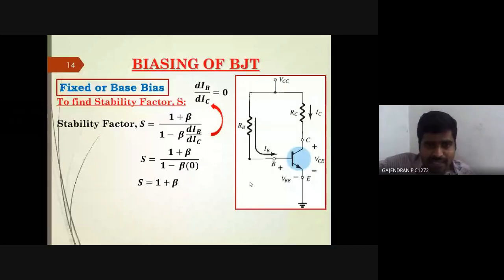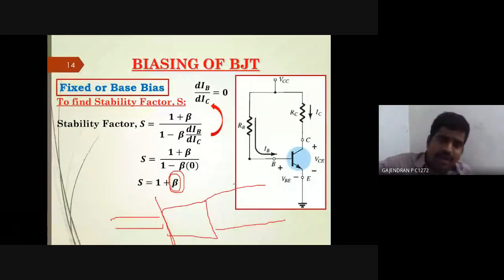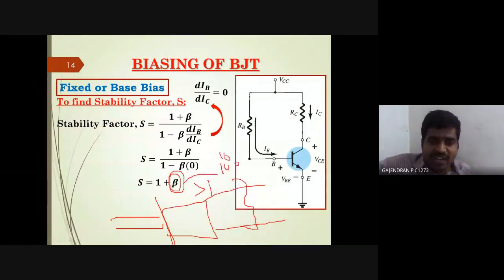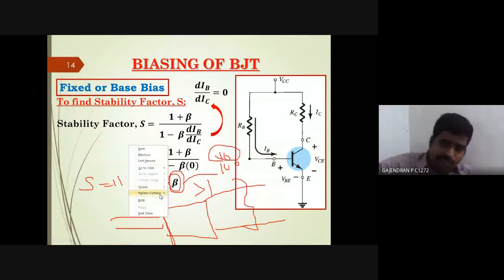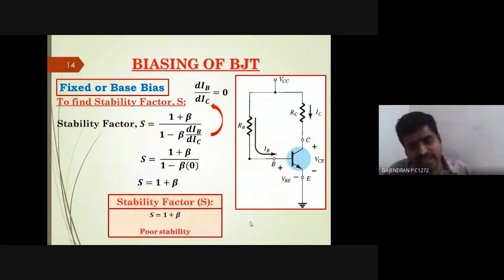Unity, see, listen, this is gain. So what will gain be like? We will give something as an input, so the output must be greater than the input. So gain will obviously be greater than 1. Correct, sir? In terms of 100, 10 like this. Roughly if you take the gain as 10, what is the stability factor? 11. Whether it is poor or good? Poor, sir. Poor stability factor. So we concluded that the fixed biasing has poor stability.